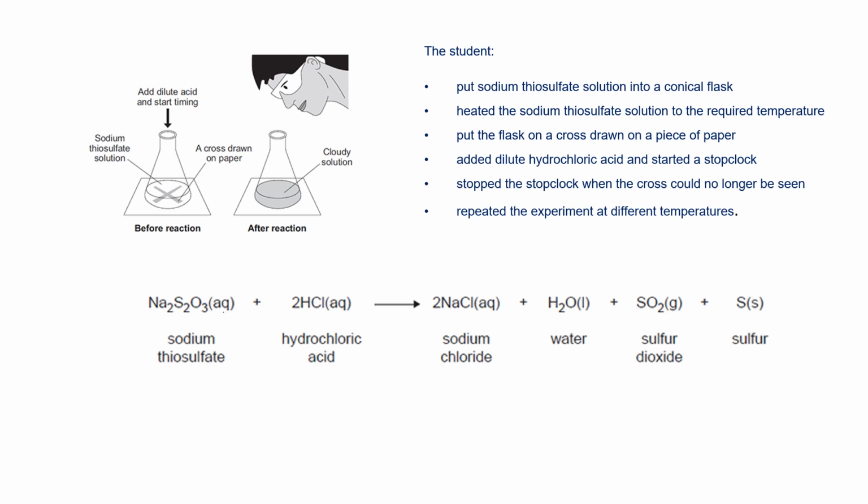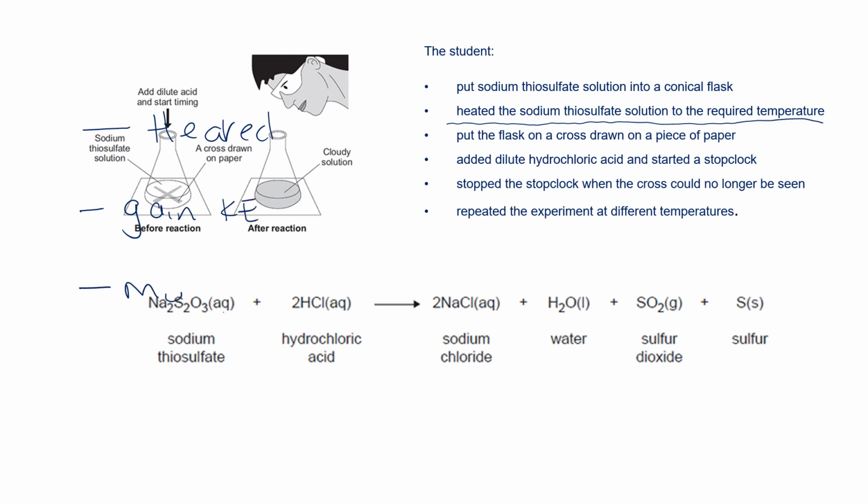You could also be asked to write a method whereby concentration was the variable that affected the rate of the reaction. And in that case, it would just be this second point here in your method that you would have to change. And therefore you would just put select the correct concentration of sodium thiosulfate.